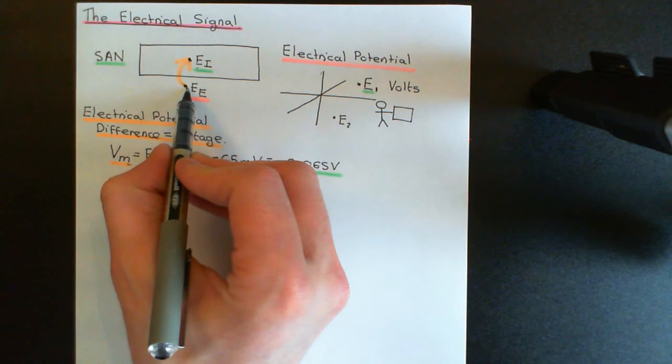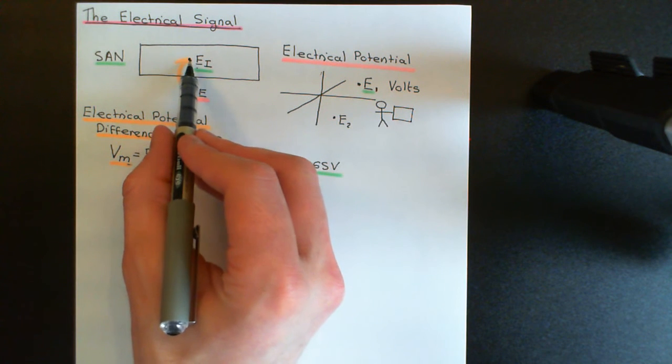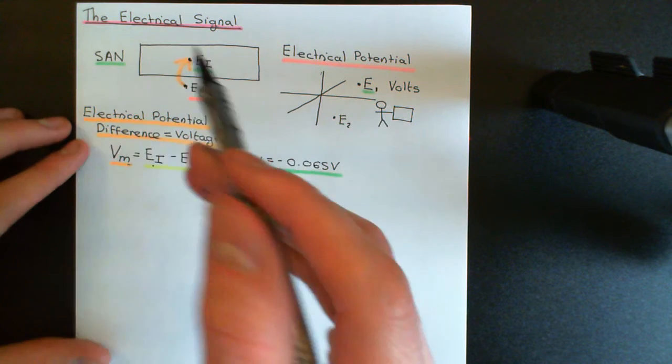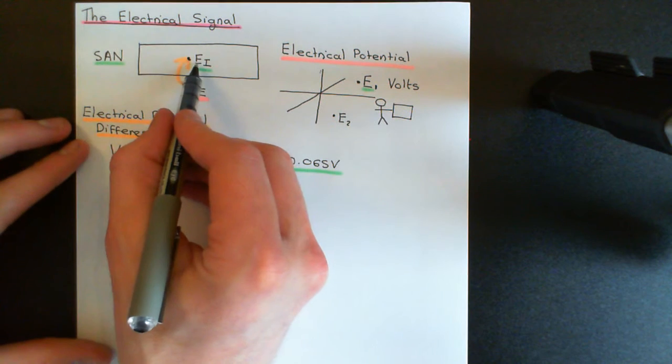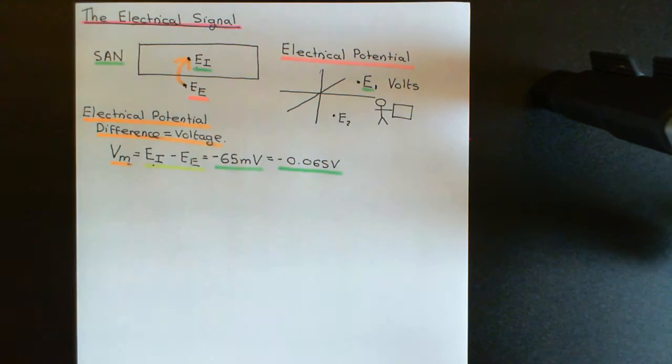So the extracellular compartment has a higher electrical potential than the intracellular compartment. Okay, the intracellular compartment's electrical potential is more negative than the extracellular compartment's electrical potential. So usually, cells just keep the same electrical potential difference across the cell membrane, and they sit there just keeping the same electrical potential difference across the cell membrane.